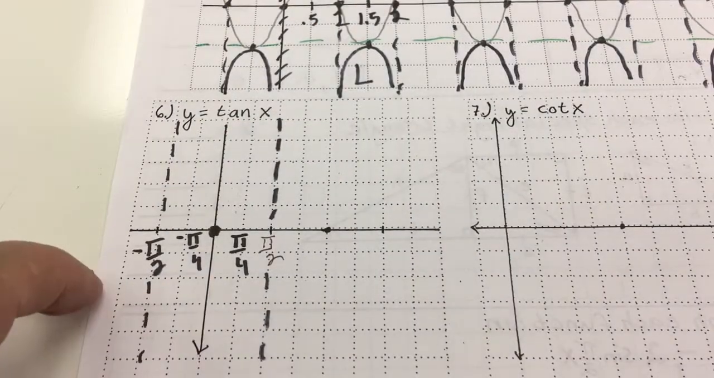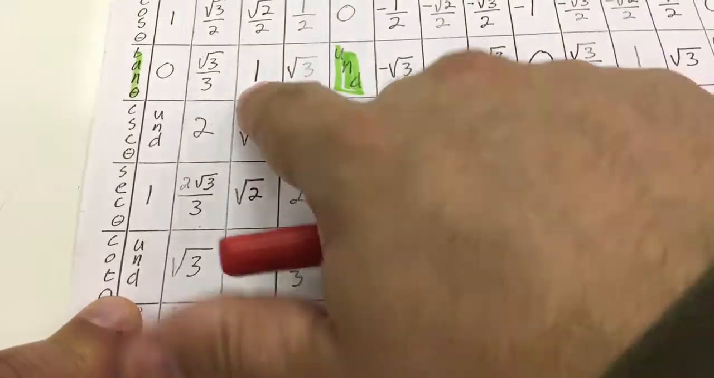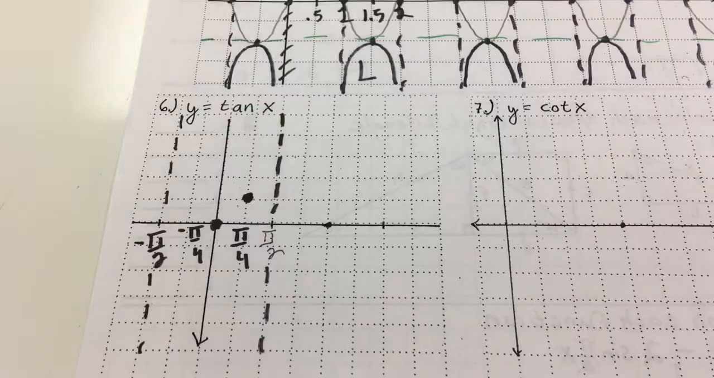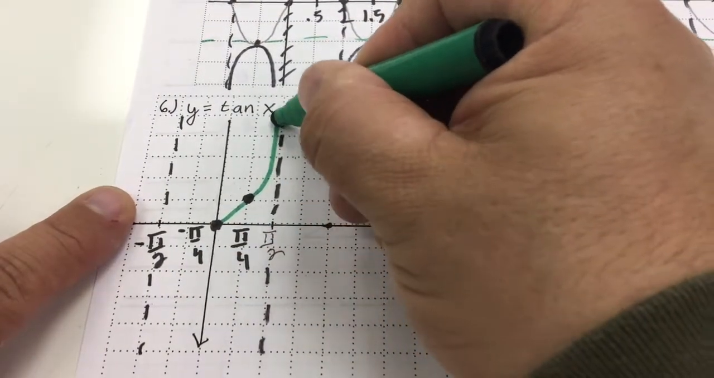Then, tangent of pi over 4. Tangent of pi over 4 is going to give me, let's see what pi over 4 is. There's pi over 4, and I go up to tangent, it's going to give me 1. Tangent of pi over 4 is going to give me 1. So I'm going to plot a point there. Now, if I were to graph this from where that is, notice what it looks like. It's going to come through those 2 points, and then hit that vertical asymptote and go north.